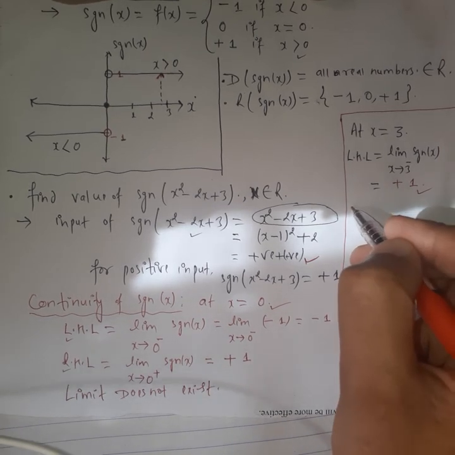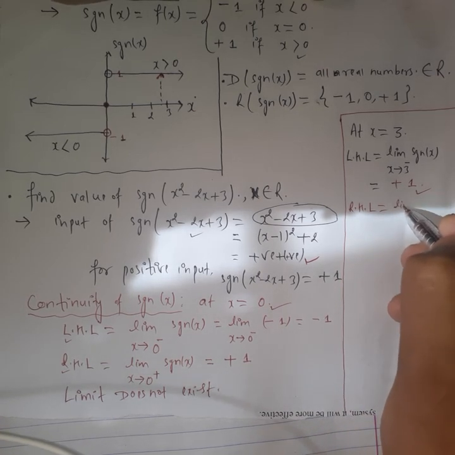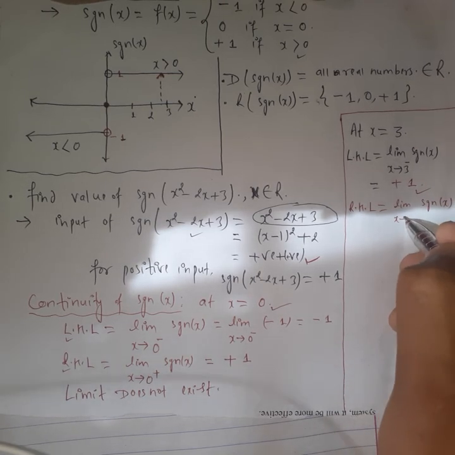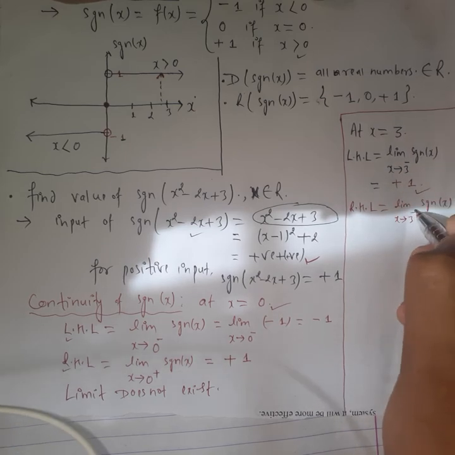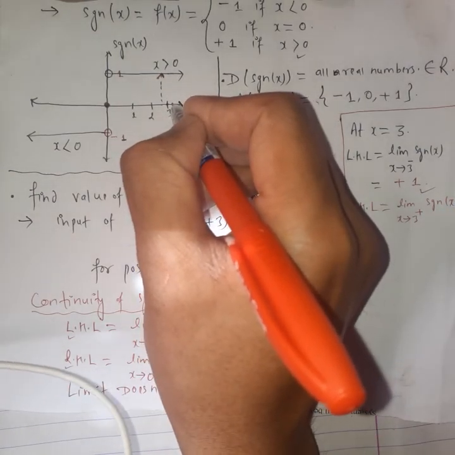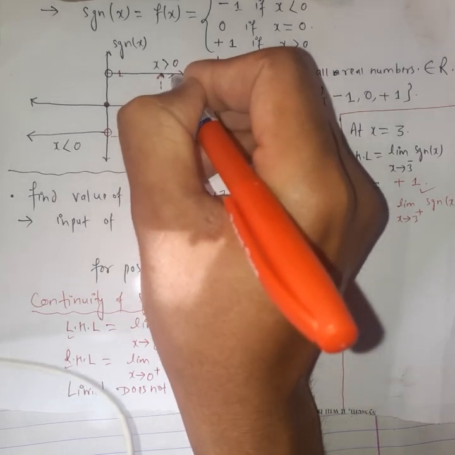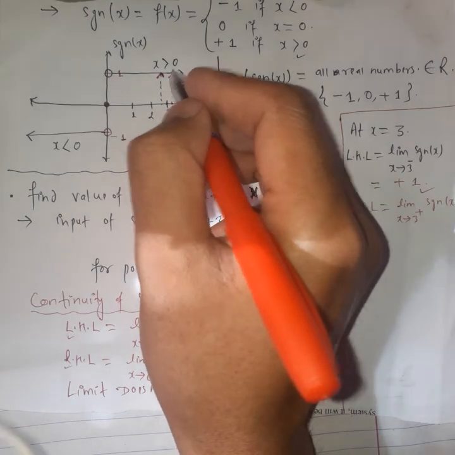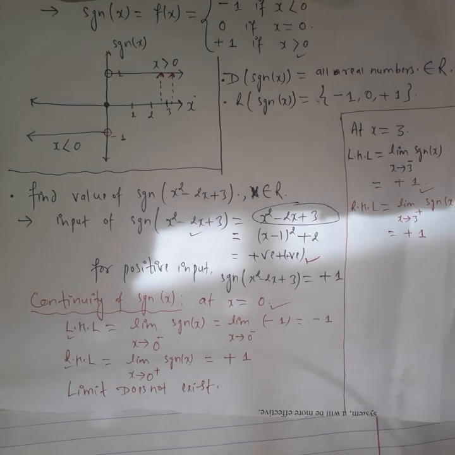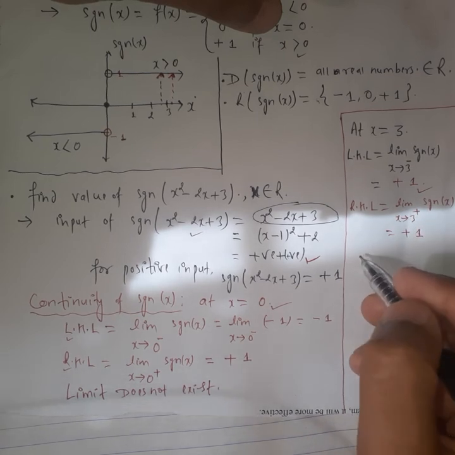Let's calculate the right hand limit also. The right hand limit means the limit of the signum function, sgn of x, as x approaches 3 from the right hand side. Let's take values of x very close to 3, and in this situation also the output of the signum function will be plus 1. So the right hand limit is plus 1. Here the left hand limit and the right hand limit are both equal. Let's calculate the functional value.